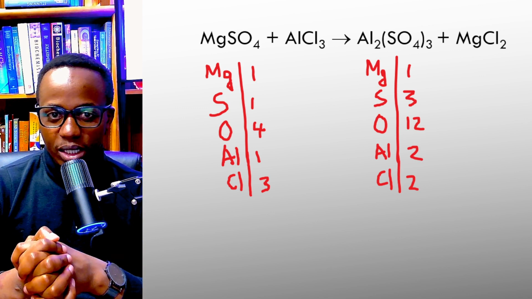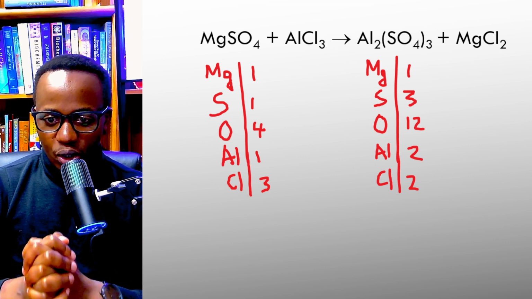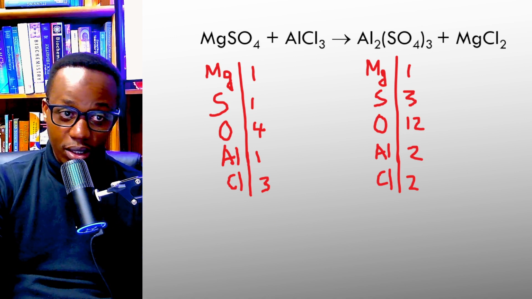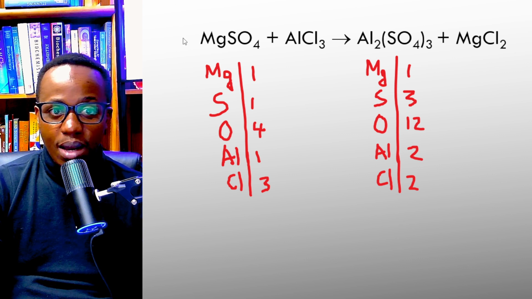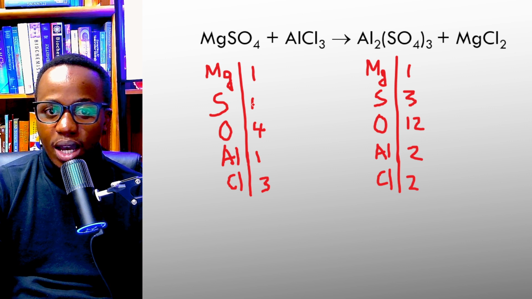So again, this is many atoms. You have a lot of mismatches, but don't be intimidated. We're going to follow our tried and true method. What's our tried and true method? Start from the top. Magnesium has 1. We don't have to worry about that. What about sulfur? Sulfur has 1 on this side. It has 3 on this side. So how do we balance that?